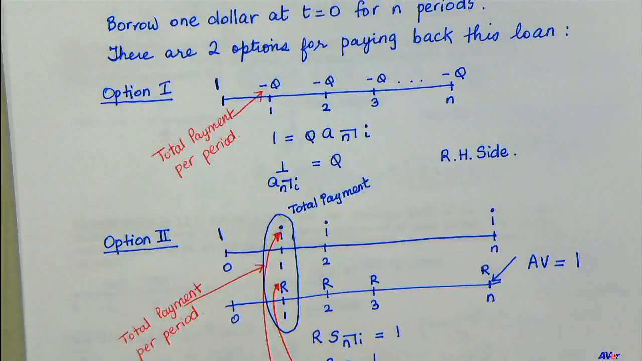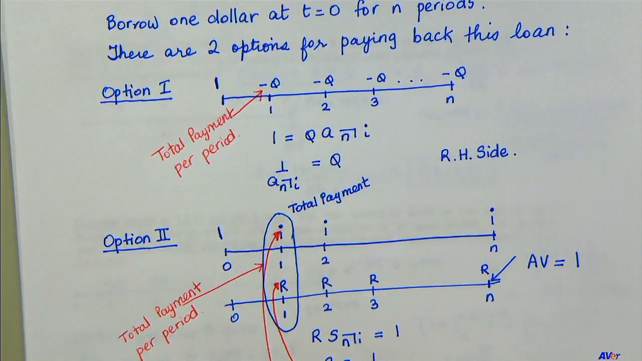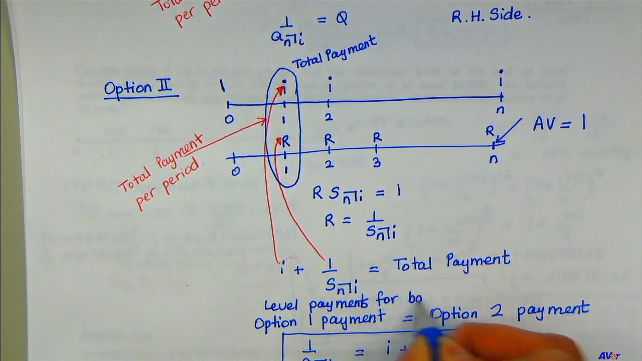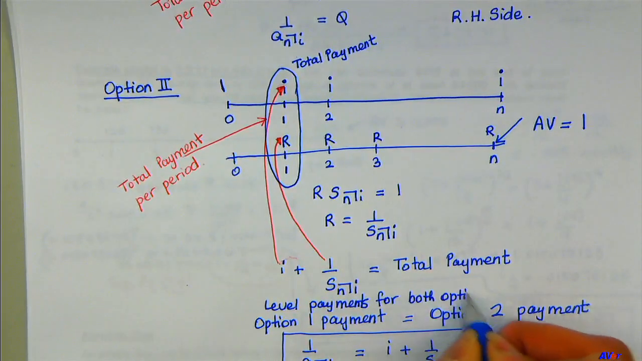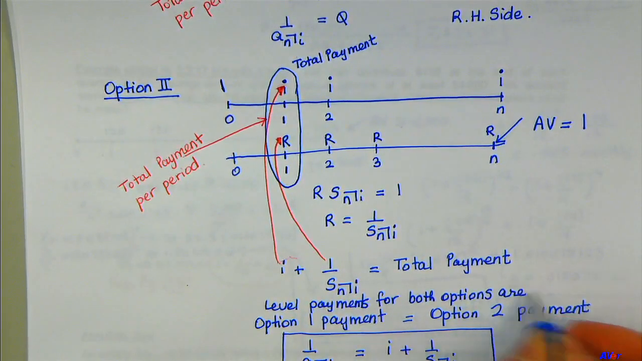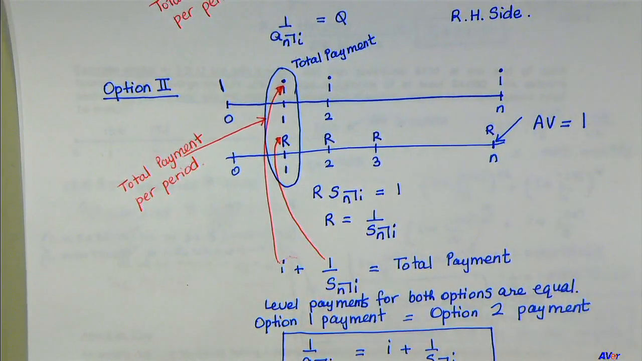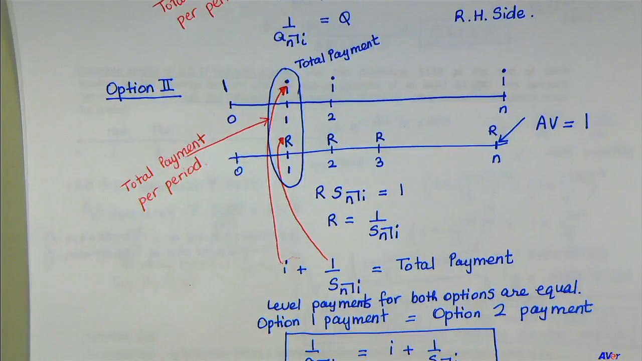Okay, so let's say here level payments for both options are the same, are equal. Let's move on today to annuities due, which is on page 3.